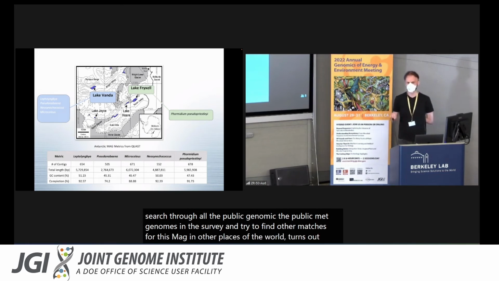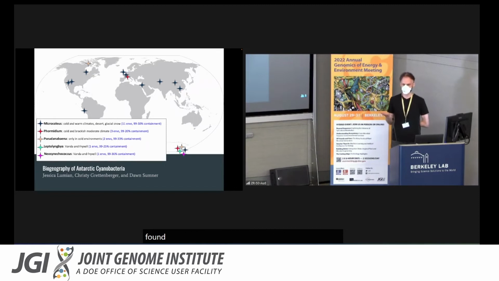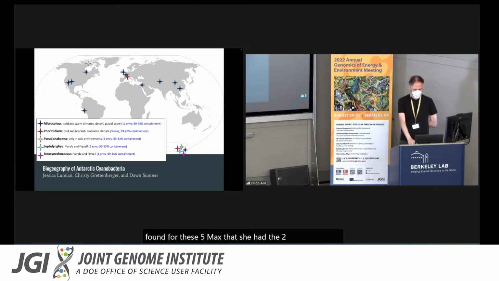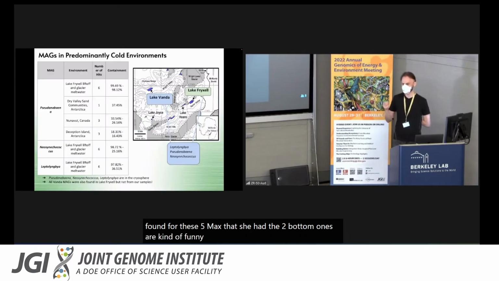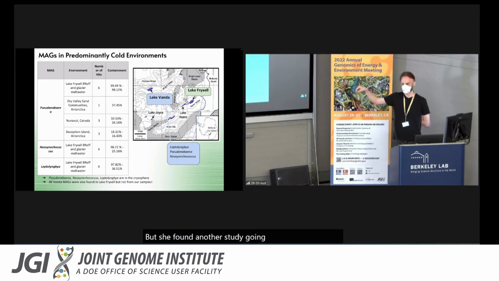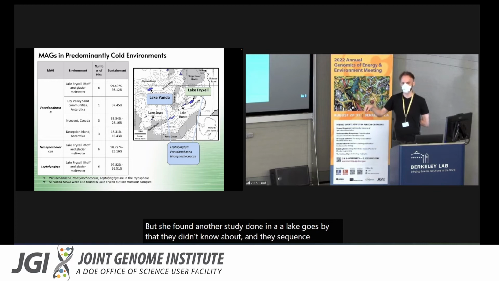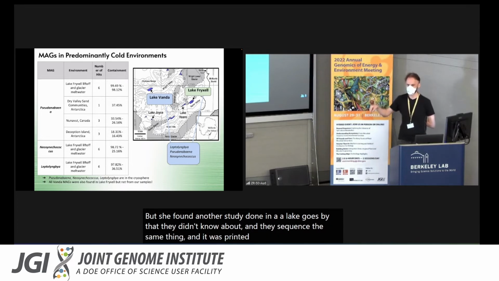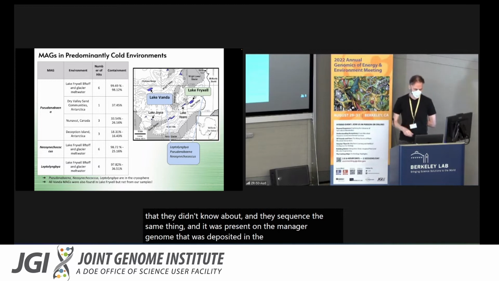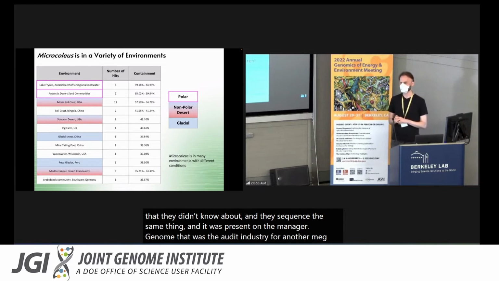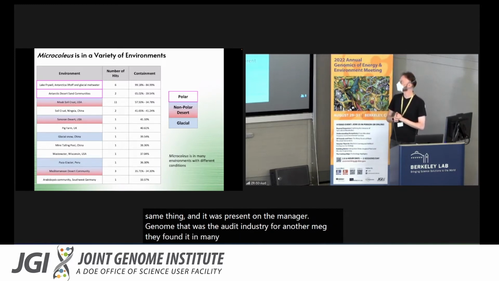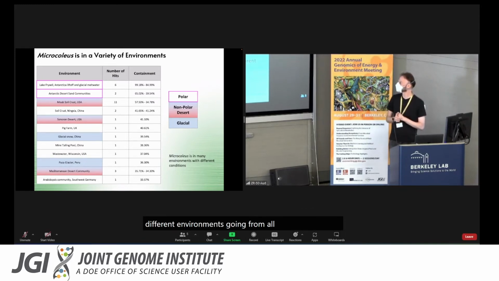Turns out that when she did that, she found, for these 5 MAGs that she had, that the 2 bottom ones are kind of funny because it's in the same environment, but she found another study done in a lake close by that they didn't know about, and they sequenced the same thing, and it was present on the metagenome that was deposited in the SRA. For another MAG, they found it in many different environments, going from polar environments to deserts.